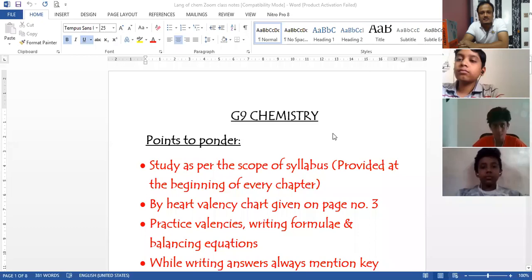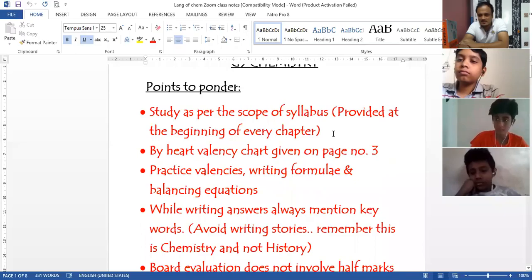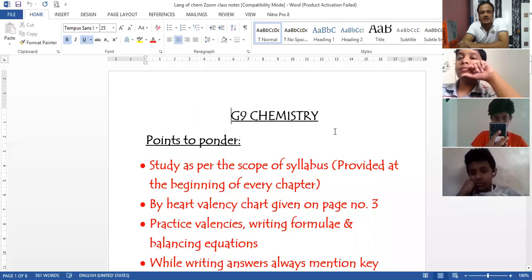Can you see the screen in front of you with some points written? Yes, Veer, can you show me a thumbs up if you can see? Okay, thanks.